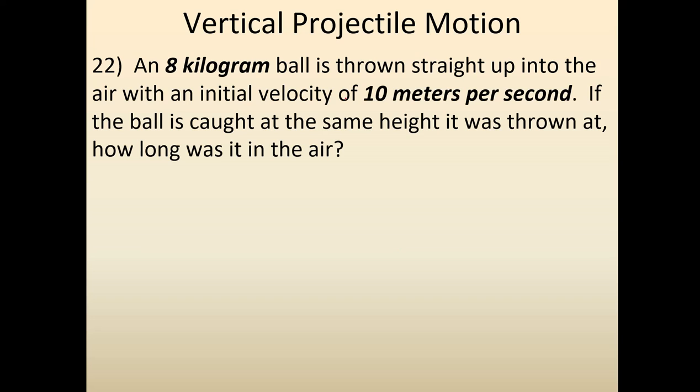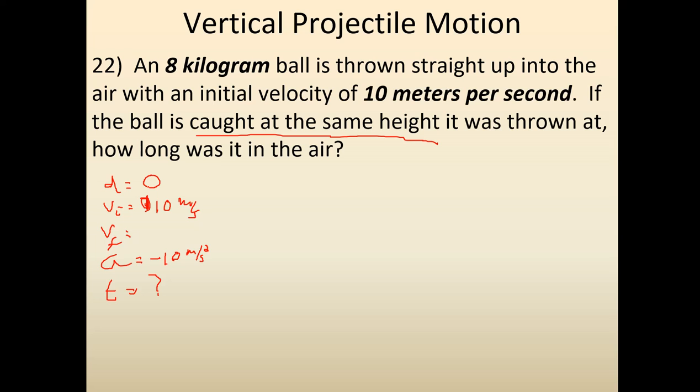All right, so same initial information, but again, now that I'm asking for something different, it gives us different hidden pieces of information. So just like before, our initial velocity is still 10 meters per second upwards. Our acceleration is now going to be negative 10 meters per second squared because it's downwards. It wants to know how long it's in the air. One of these two terms is going to be 0, and because it's caught at the same height, I know my displacement's the 0.